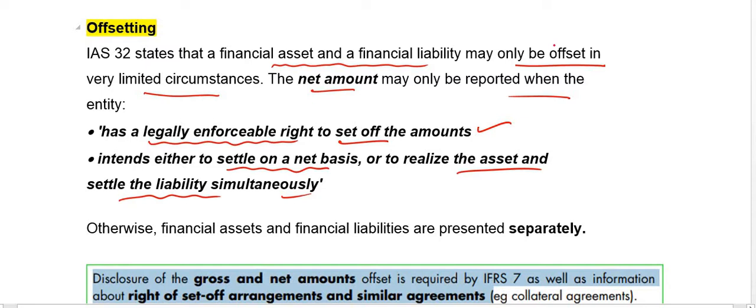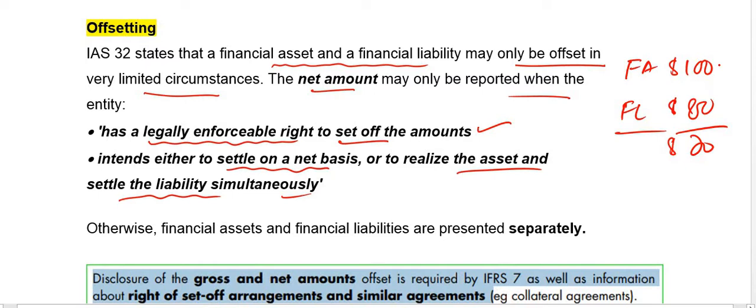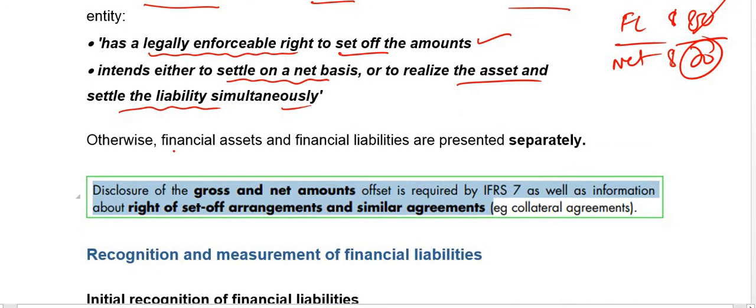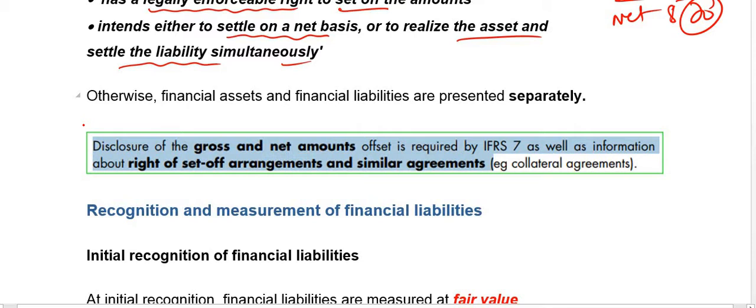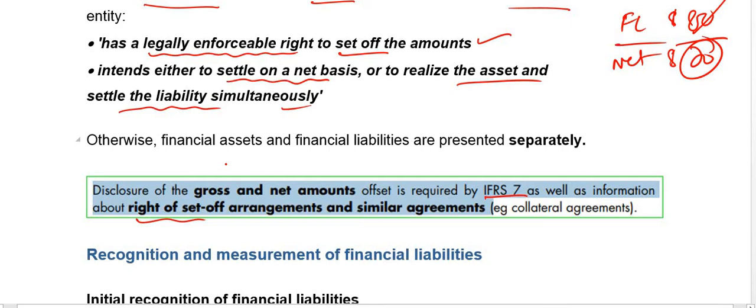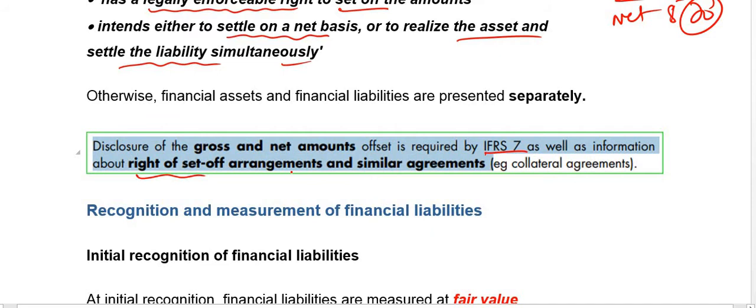Let's say here is a financial asset with a value of $100, and this financial liability value is, let's say, $80. How will you offset this? You offset the 80 with the 80, so you get the net amount, which is $20. You should report this amount. About disclosure, the gross and the net amount, meaning the $180 amount offset, is required to be disclosed by IFRS 7, as well as information on right of offset arrangements and similar agreements. That is, why you offset: is there any legally enforceable right to offset the amounts, or is there an intention either to settle on a net basis or to realize the asset and settle the liability simultaneously?